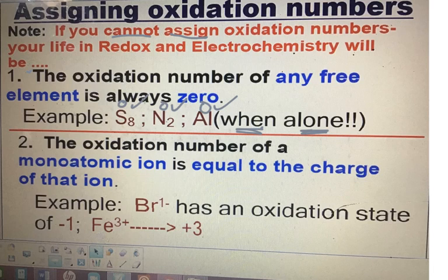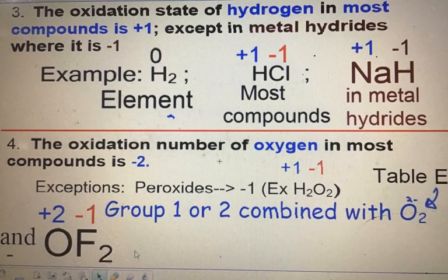The second rule, which is also very simple, is if you're a monoatomic ion. Now we know mono means 1, right? And if you're an ion, you must carry some type of charge. So if you have this bromide ion, Br-1, his charge will equal his oxidation state. If you're Fe3+, whatever your charge is, that's going to be your oxidation state. So the oxidation state is the same as the charge if you're a monoatomic ion. So that's 2 rules right there. Let's move on to number 3.